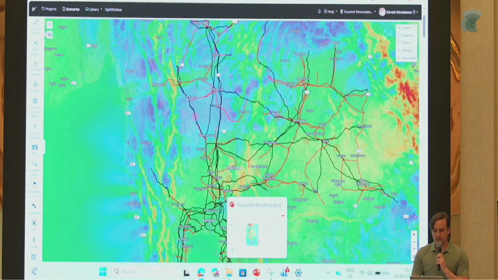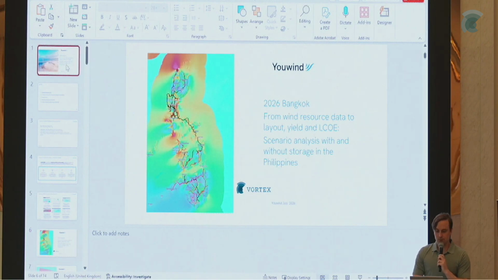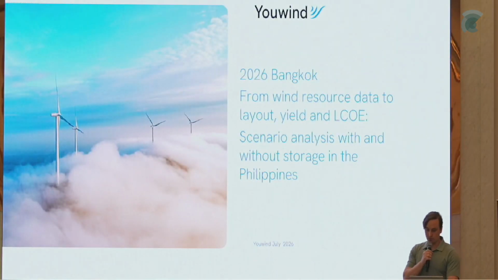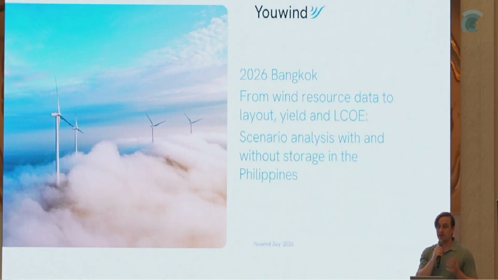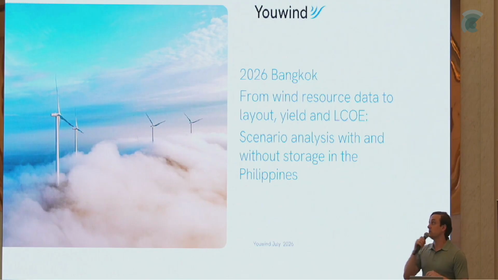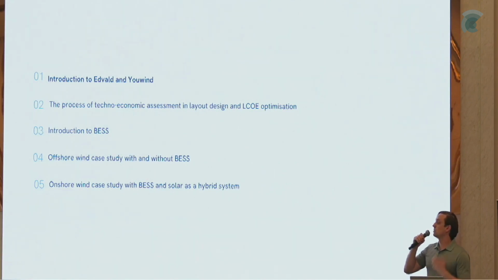But before I show you these details, I better show you a small presentation. If not, the commercial team will have my head, essentially. So basically, what I want to explain today is what Youwind is about and how we go from wind resource data to optimized layouts, to optimized yield and LCOE. And we're going to make a scenario analysis both for onshore and offshore projects. And we're going to do this also with storage. I don't know how many of you are familiar with the BESS optimization that we have at Youwind, but I would like to explain a little bit how this works also for wind datasets and not only for solar.